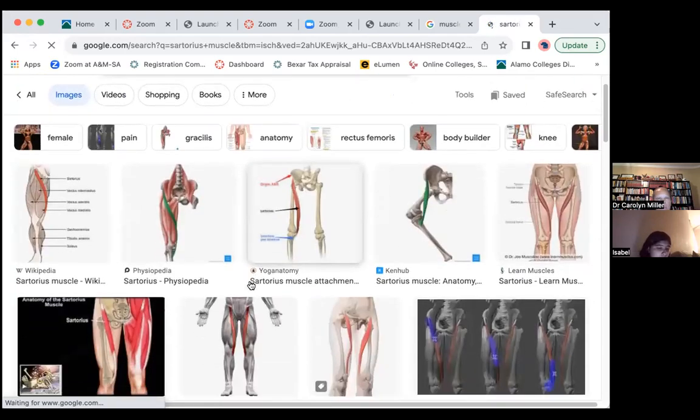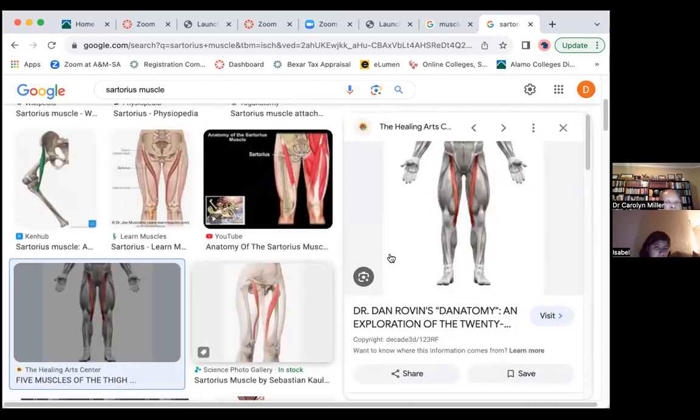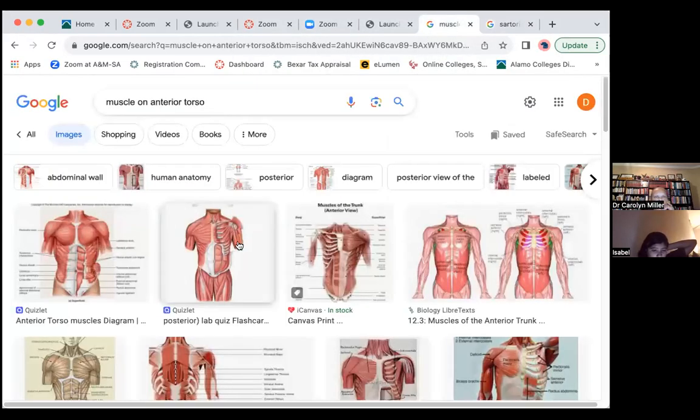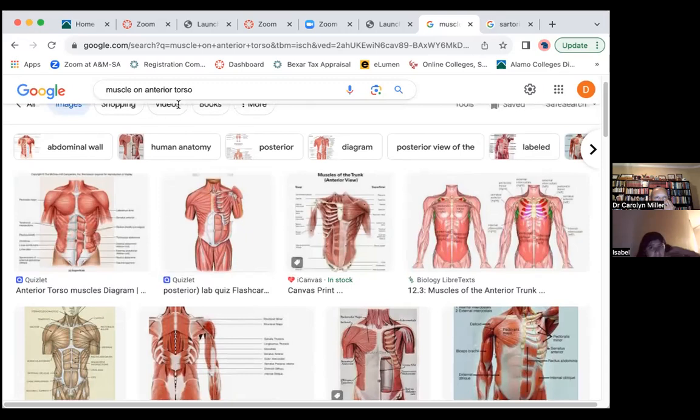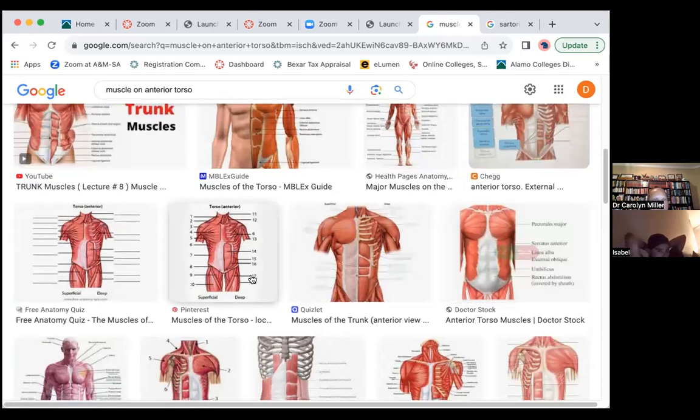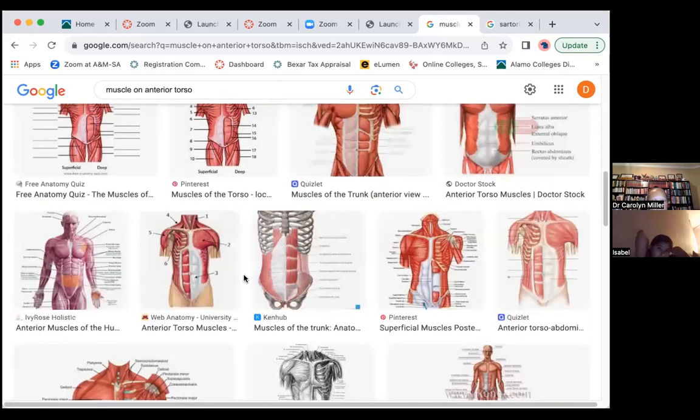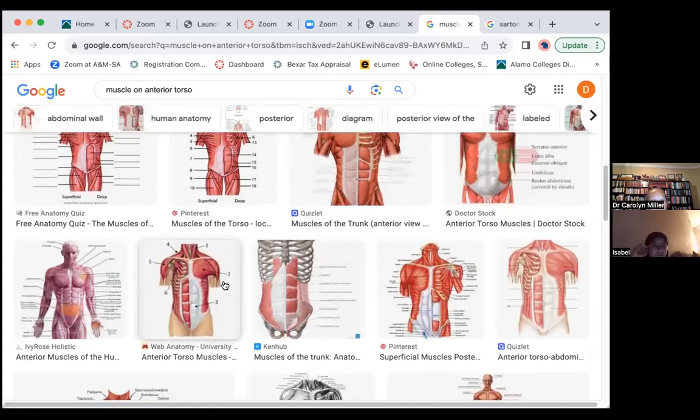And then for the others, sartorius, this one is in red again here. So this one. But for the others, like deltoids, I think what I did for most of the others is to use a torso. So, muscle on anterior torso. This one is good. It's numbered, or do I like this one? Either one of these. This one is good.